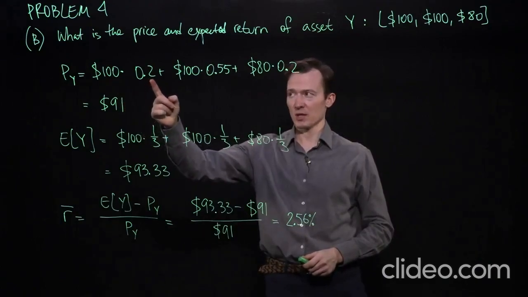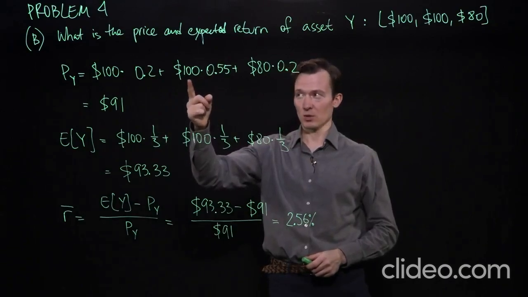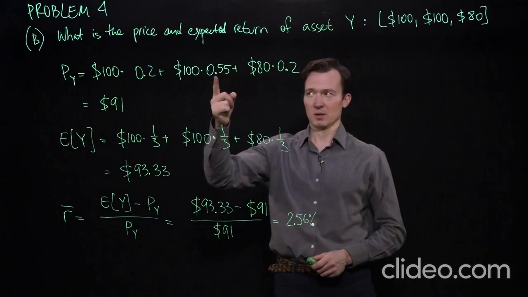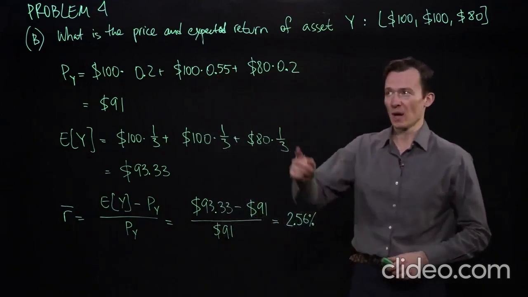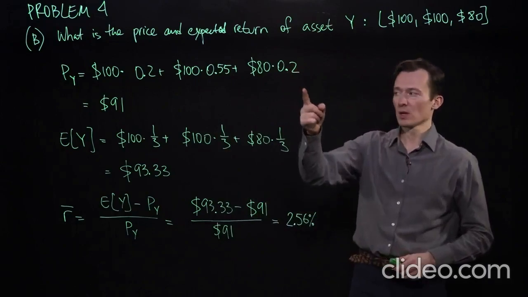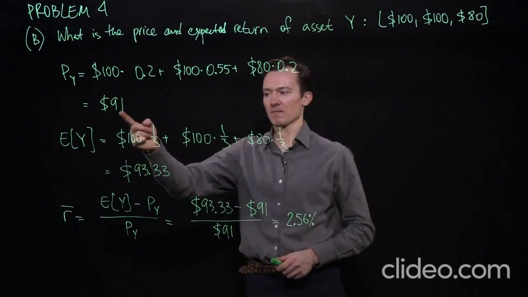times the price of the first state, 0.2, plus the payoff that we get in the second state, also 100, times the price of the second state, 0.55, plus $80 that we get in the third state, times the price of the third state, 0.2. This gives us the price of this asset, $91.